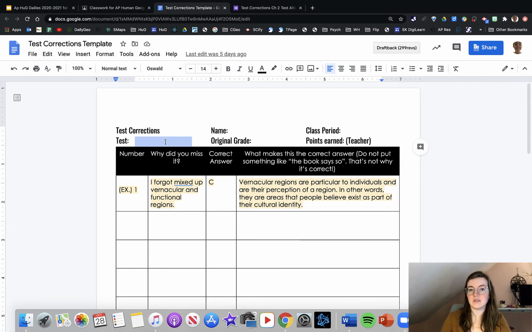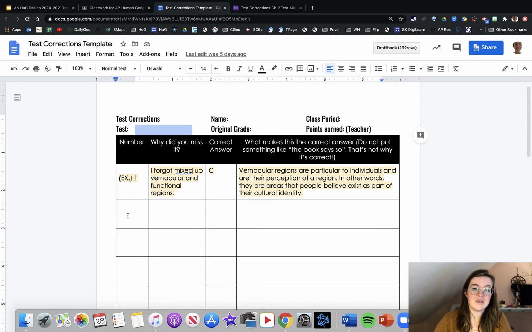So if it's the religion test, put religion. You could also put chapter 6, whatever that chapter is, or the specific topic. I don't care which one you put, but put it in there, because if you just give me information, I don't want to try to figure it out. Then you're going to follow what this form says to do.